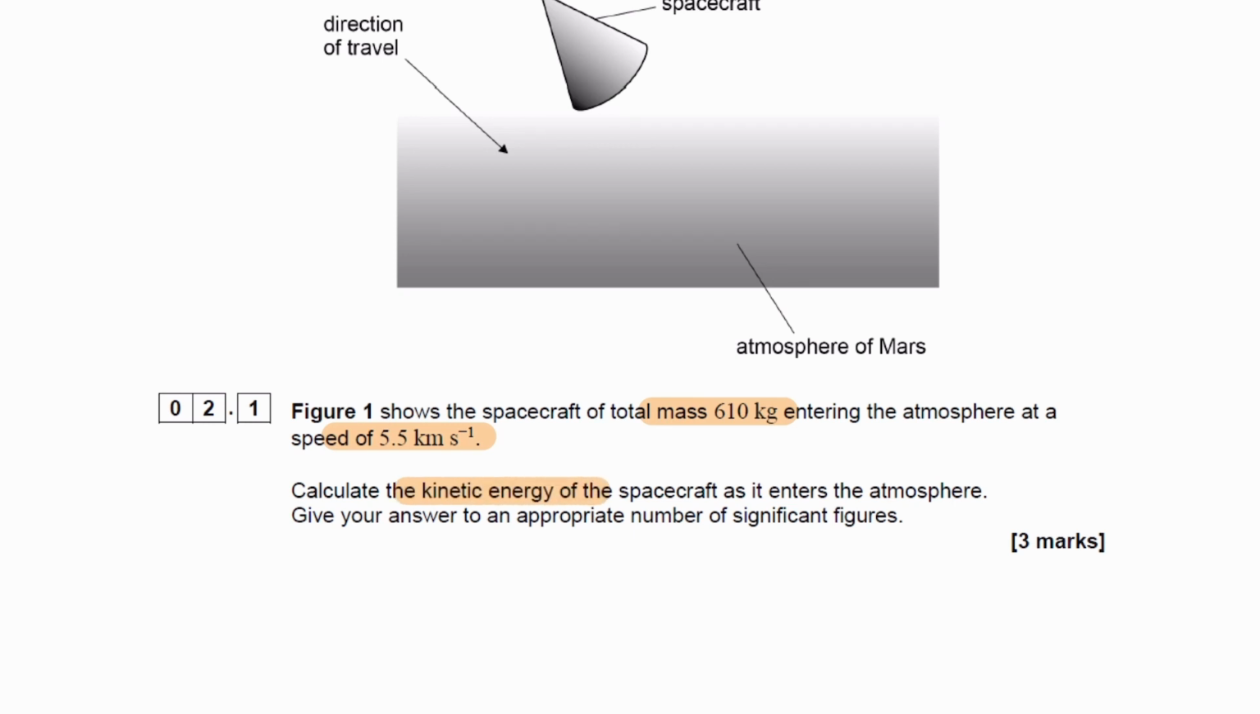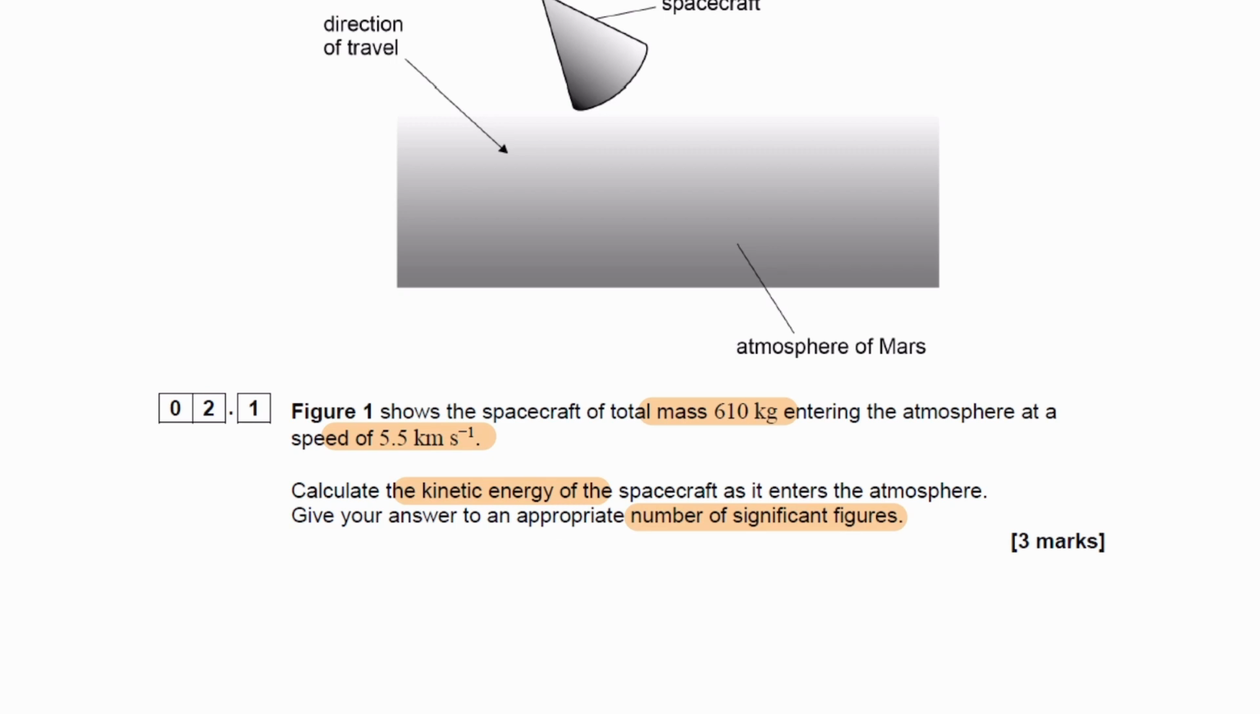We want to give our answer to an appropriate number of significant figures. So to do that, we have to look at the numbers that we have. We have 5.5 as well as 610. The 5.5 is given to 2 sig figs. The 610 is given to either 2 or 3 sig figs, we can't tell. For our final answer, we have to give it to the same number of sig figs as the lowest number of sig figs in our question, which in this case is 2.